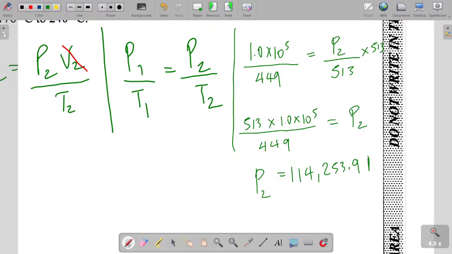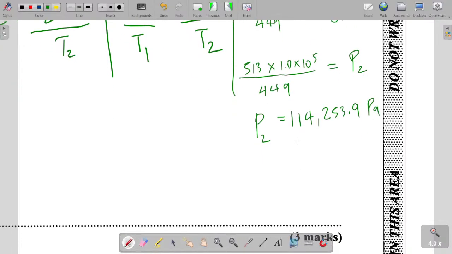The pressure is 114,253.9 Pascals, and this in standard form would be 1.14 times 10. If we move the decimal point 1, 2, 3, 4, 5 times, that means it's going to be 1.14 times 10 to the 5th Pascals for the answer. So that will be our answer for that question.